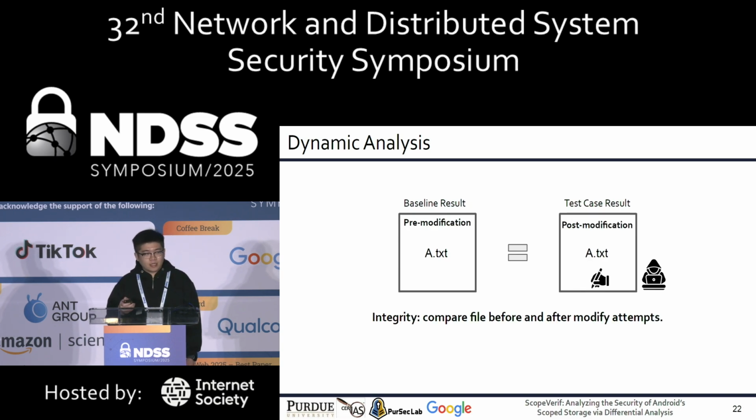For integrity, it's similar. We construct the baseline before any modification attempt by reading the file the first time. And then we run our test case. We try to delete the file. We try to override the file. We do a lot of things. And then we read it again to collect the actual test case results, and we compare them. If there's any difference, that means the integrity of the file has been violated.